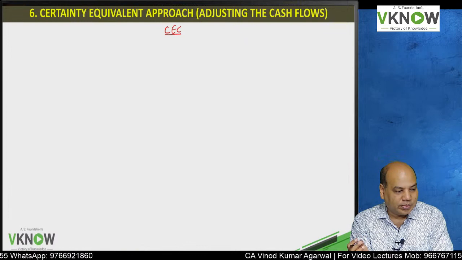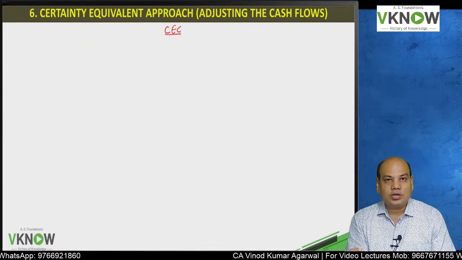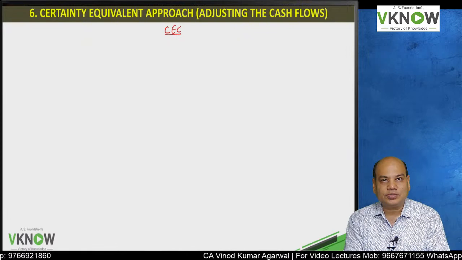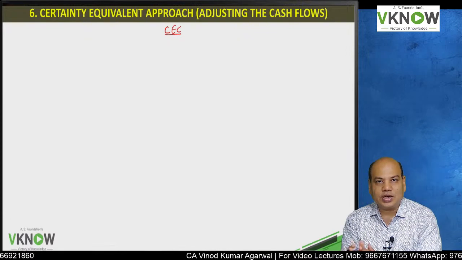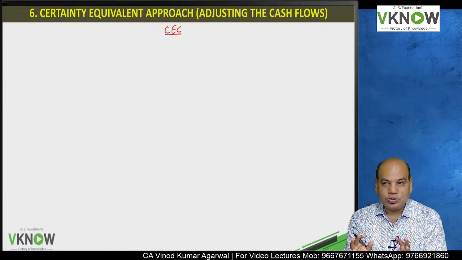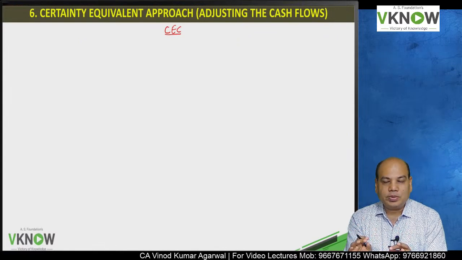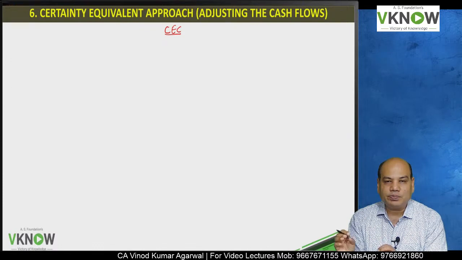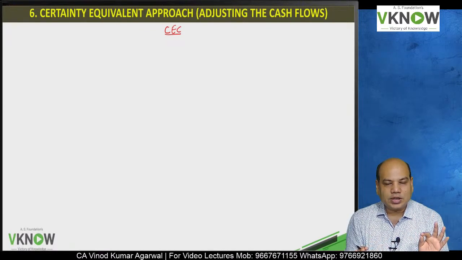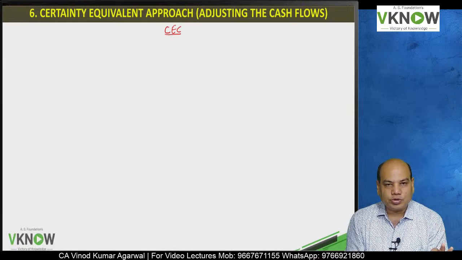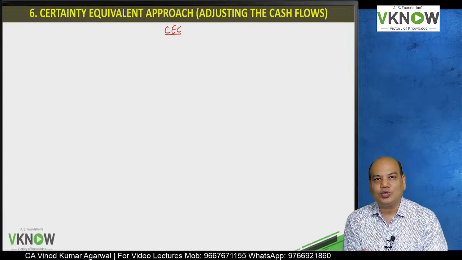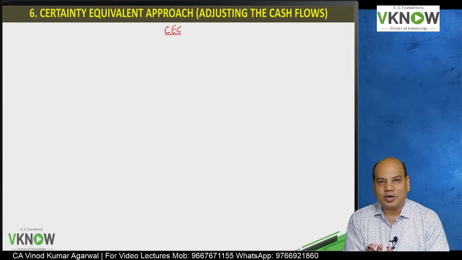Sir, what does that mean? It means how much risk-free cash flow you are willing to accept against risky cash flow. If cash flow is risky, you will expect more amount. But if I remove the risk element from that, you will be happy with a lower cash flow also. So under the Certainty Equivalent Coefficient approach, we convert a risky cash flow into its equivalent risk-free cash flow.